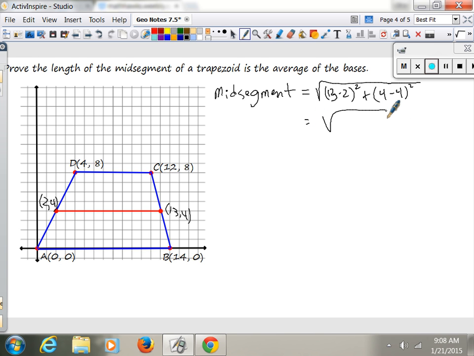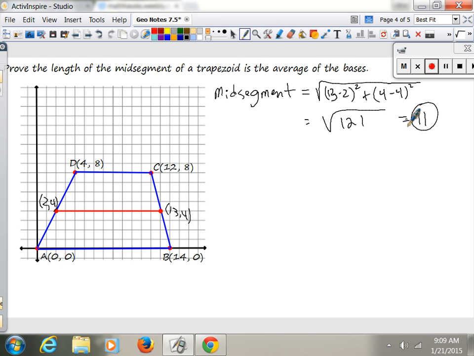13 minus 2 is 11, 11 squared is 121, 4 minus 4 is 0, and 0 squared is still 0. So you're going to get the distance of 11, which we could have gotten if we just counted. I could have counted straight across and got 11. I just want you to know that if this wasn't straight across, you would have to use the distance formula.